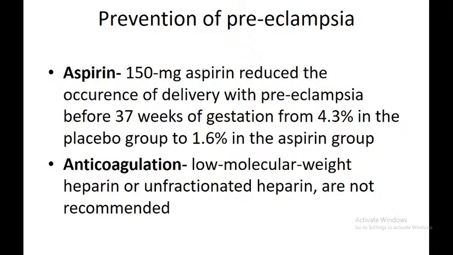So aspirin is said to prevent the occurrence of preeclampsia, especially in women who give a history of previous preeclampsia. So in women with a previous history of preeclampsia, prescribing or giving 150 milligrams of aspirin right from 12 weeks or at least before 16 weeks of gestation lowers the occurrence of preeclampsia in the current pregnancy. So that is one way of preventing preeclampsia in the current pregnancy.